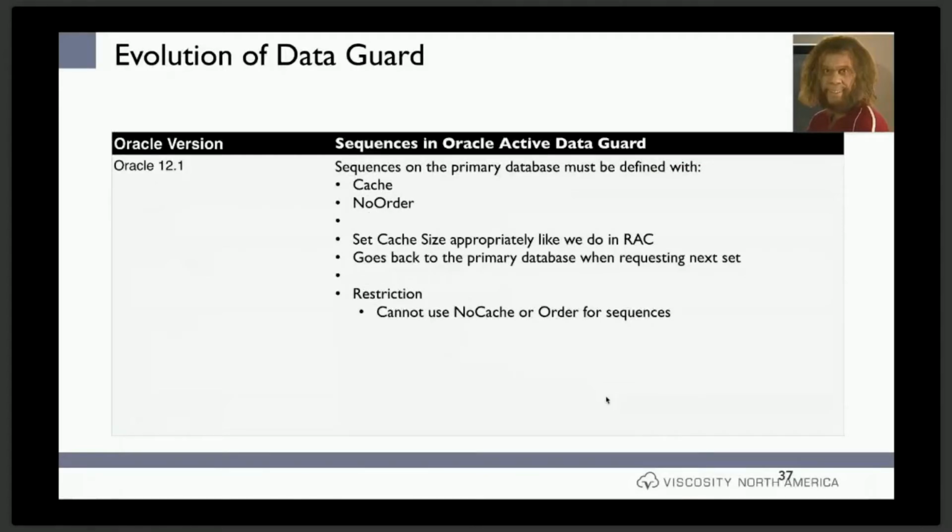So the same rules that apply for RAC apply for data guard, meaning that the performance characteristics of sequences also apply to data guard as well. That means that you should leverage caching and no order as well. And so if you, for example, have a very high sequence retrieval rate, you may need to increase your cache from the default to, let's say, 1,000 or 10,000 or even higher as well.